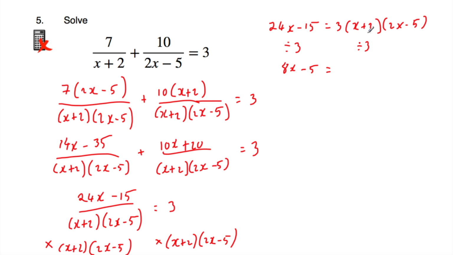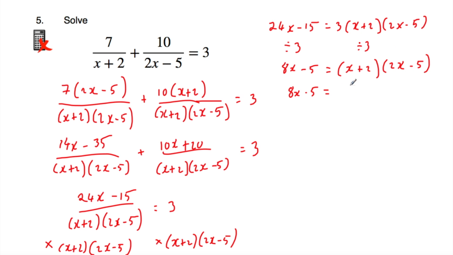And then on the right-hand side of the equation, we had 3 times this times this. We're dividing by 3 to get rid of the times by 3, so we're just going to be left with our two brackets. That's going to be x plus 2, and then in brackets 2x minus 5. So we've got rid of that times by 3 by dividing both sides of the equation by 3. Now let's expand our brackets. So the left-hand side will stay the same, 8x minus 5. And then on the right-hand side, we're going to expand our brackets here.